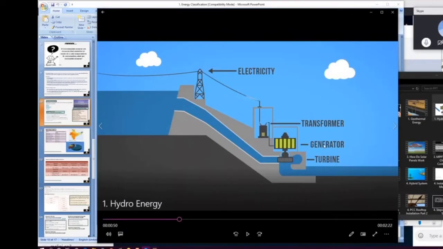From this video, we have seen that there are two types. One is dam, one is runoff river. What is a dam? A dam is used in places where we have the capability of storing the water in a reservoir and then using it, right? But runoff river is like you have a stream, you have a waterfall.